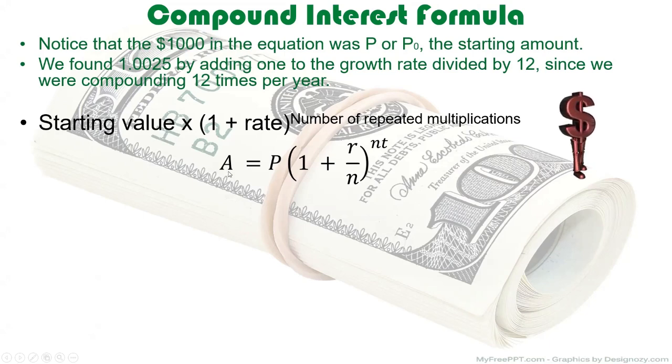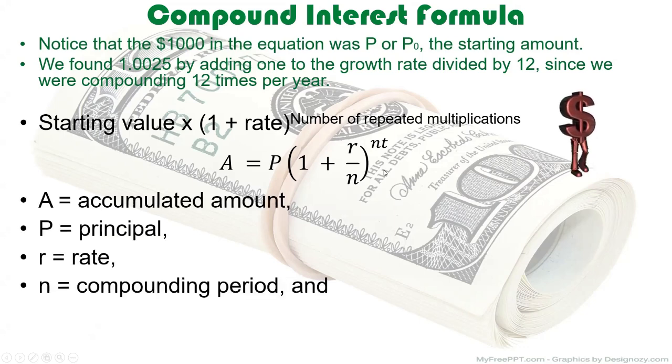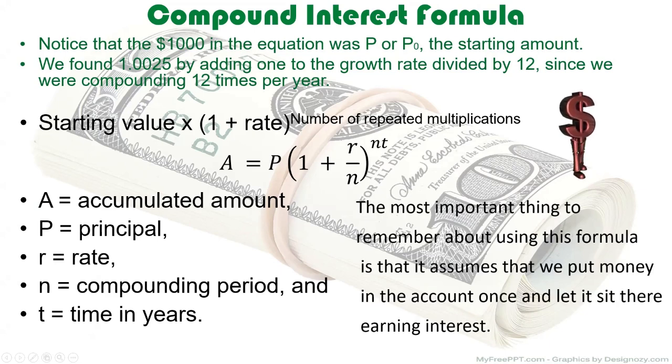So here is what the formula would look like. A, the accumulated amount, is equal to P, principal, times 1 plus our rate over the number of times, N, the compounding periods, and T, the time in years. The most important thing to remember about using this formula is that it assumes that we put money in the account once and let it sit there earning interest, meaning we're not going to change the amount of the principal. The principal will always remain the same.